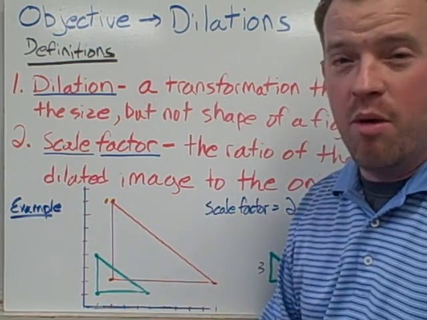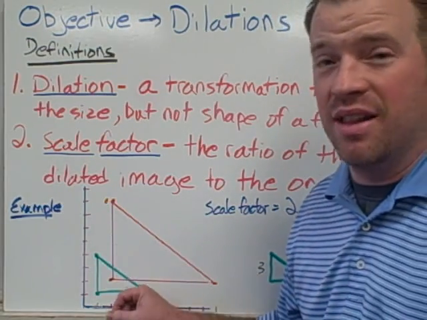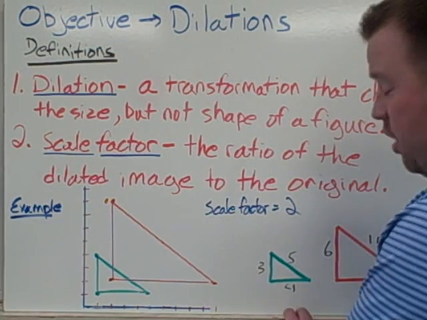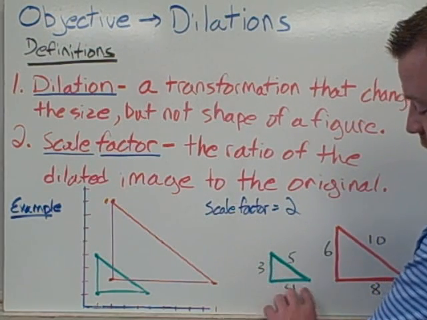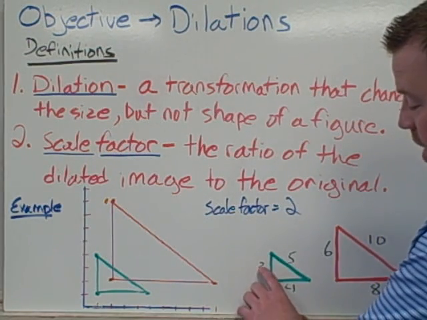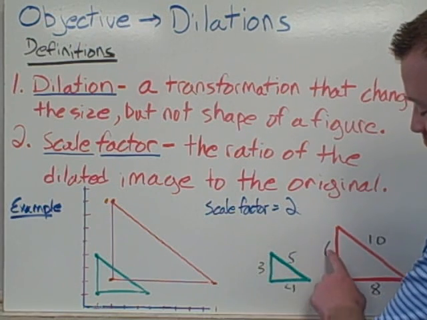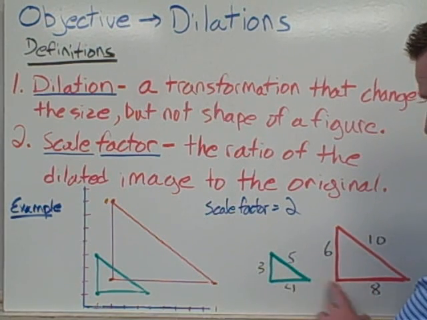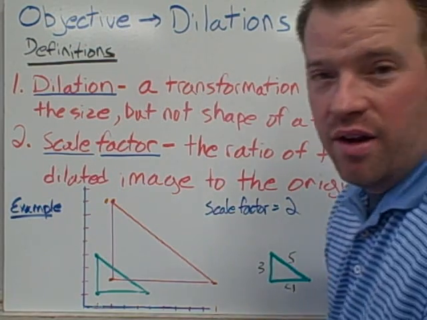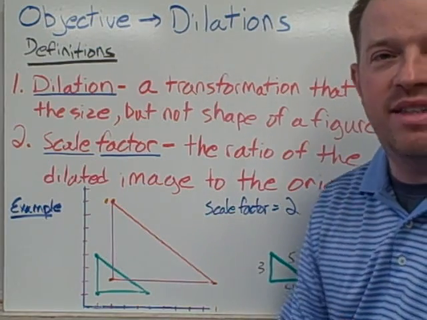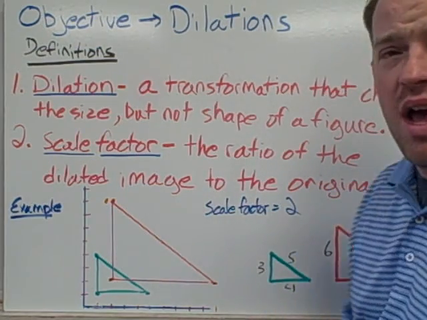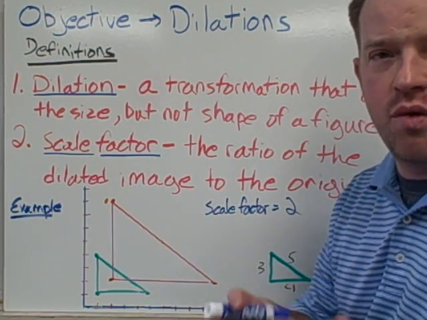I will show you in a moment how to use the ordered pairs to create the dilation, but let's just look at it right here. You see the green triangle is a 3, 4, 5. If we multiply everything by 2, 3 times 2 becomes 6, 4 times 2 becomes 8, and 5 times 2 becomes 10. So the 3, 4, 5 became a 6, 8, 10 triangle. This one has been dilated by a scale factor of 2. Let's look at the steps of how to actually create a dilation.